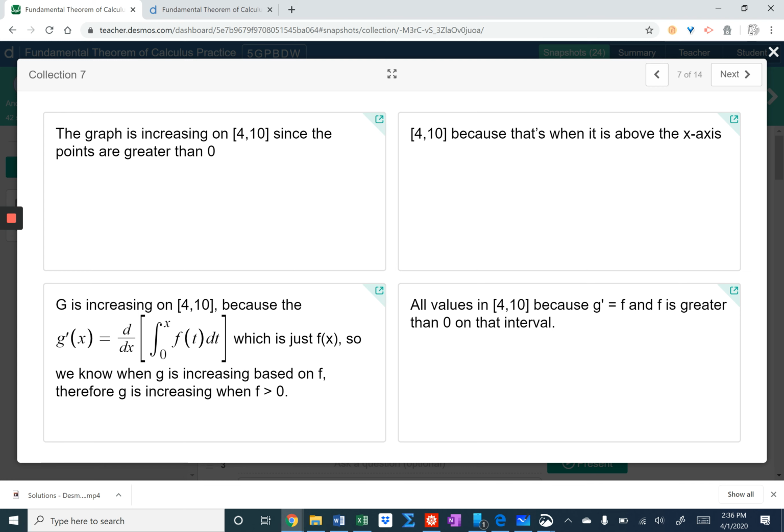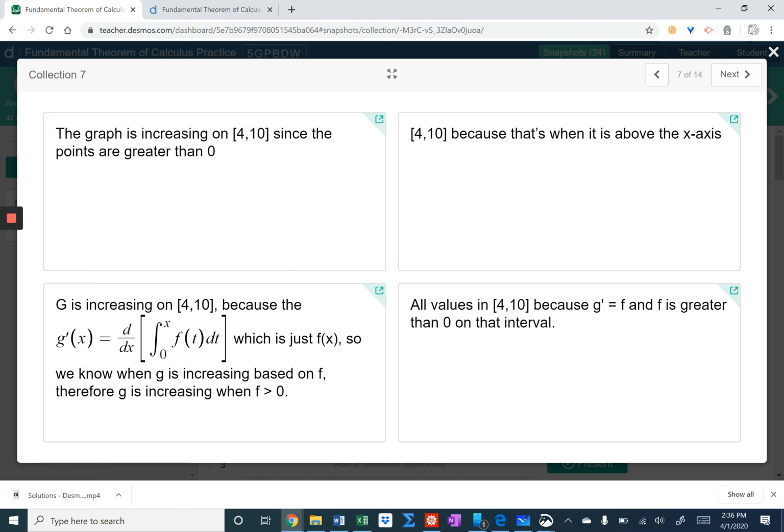It says G. That should technically be a lowercase g. I know we're typing here, so sometimes whatever we're typing on takes the first character and makes it capitalized, but they might balk at something like that. They might complain. I would hope not, but make that lowercase. G is increasing because G prime, which is the derivative of the integral, is just f of x. So we know that G is increasing based on f. Therefore, G is increasing when f is greater than 0. You don't have to use that many words, but that's complete, and that's going to get full credit.